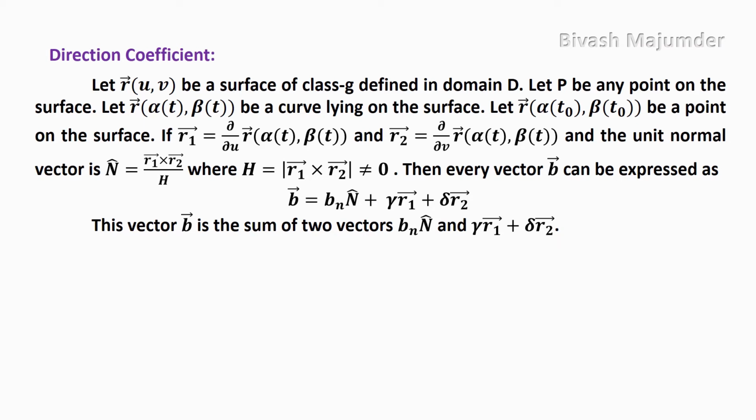Let us begin with the definition of direction coefficient. Let R(u,v) be a surface of class G, defined in domain D. Let P be any point on the surface. Let R(alpha(t), beta(t)) be a curve lying on the surface. Let R(alpha(t0), beta(t0)) be a point on the surface.